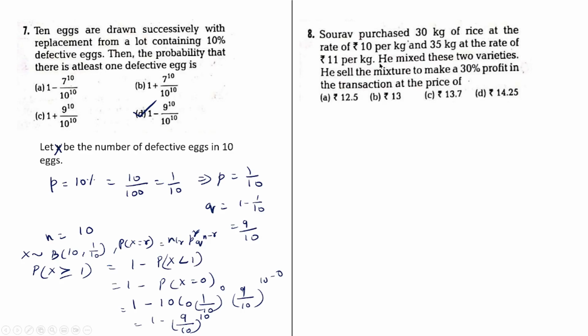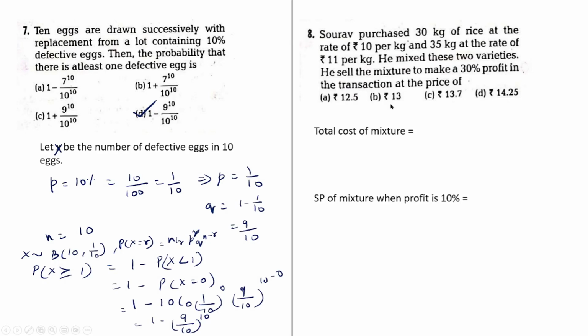Moving on, the next question. Saurav purchased 30 kg of rice at the rate of rupees 10 per kg, and 35 kg at the rate of rupees 11 per kg. He mixed these two varieties. He sells the mixture to make a 30% profit in the transaction at the price of. So here we can see that he purchased 30 kg at rupees 10 and 35 kg at rupees 11 per kg, and he sells the mixture at a profit of 30%. We have to find the selling price of the mixture per kg.